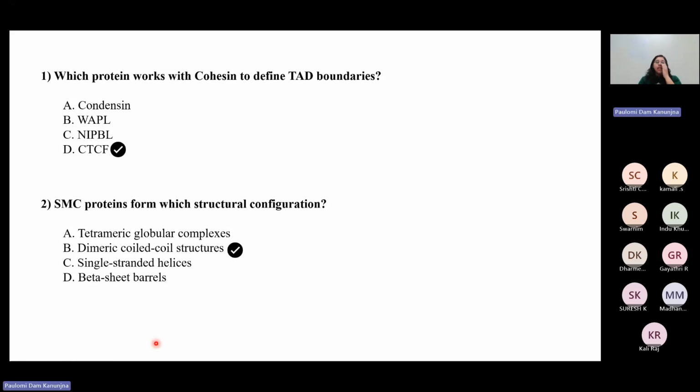So the answer is D and B. Remember, CTCF I already discussed. TAD boundaries. What is TAD? Topologically associated domains. We also did lamin associated domains. Okay. So in other words, it just meant how does cohesin know when to finish, when to stop the extrusion. And that works with CTCF. And SMC proteins, as I have told you, form this coil structure. So with this, you should have guessed it, and I think you did it right. Here, we already had discussed CTCF, only that we did not know TAD. TAD is topologically associated domains, right?